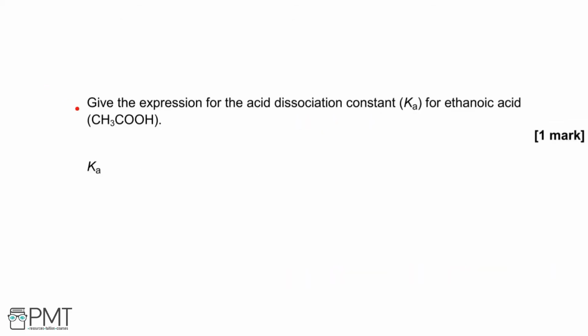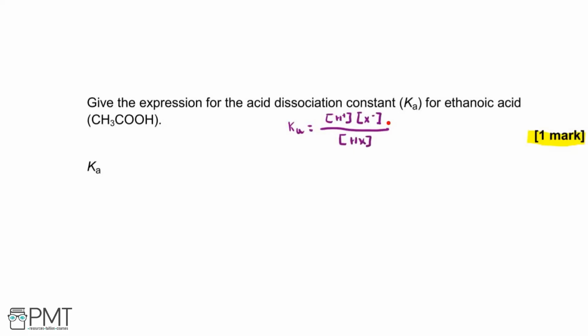Give the expression for the acid dissociation constant, Ka, for ethanoic acid, that's CH3COOH. This question is worth 1 mark, which means we're going to get 1 mark for giving the expression, with no explanation or anything added to it. So when it comes to the acid dissociation constant, in general terms, for the acid HX, our Ka is equal to the concentration of our hydrogen ions multiplied by the concentration of our negative ions from our acid. So we'll look at what that negative ion will be in ethanoic acid in a minute, over the concentration of the acid.